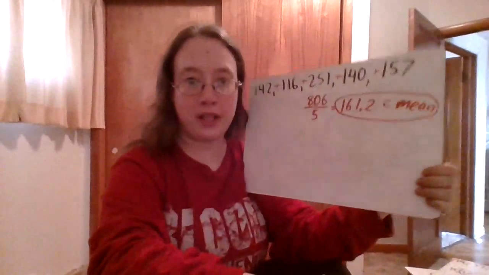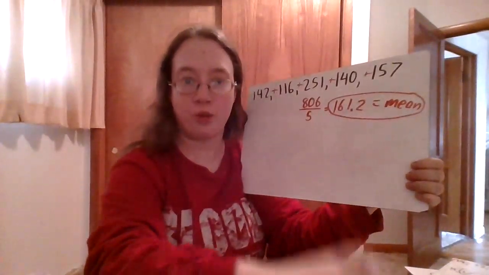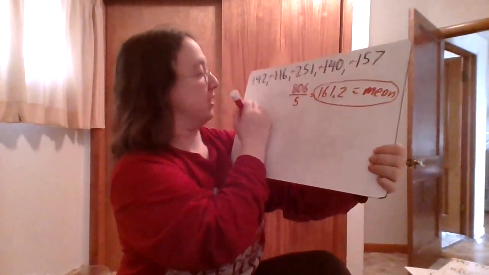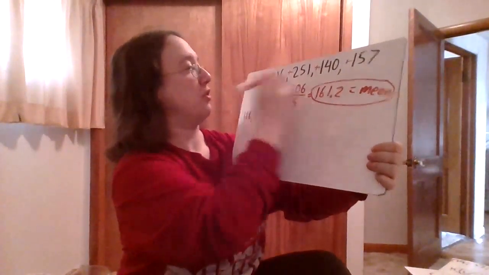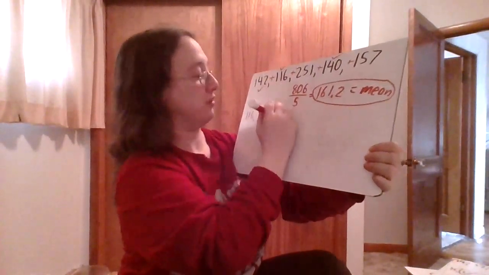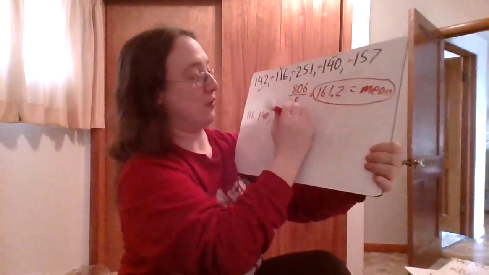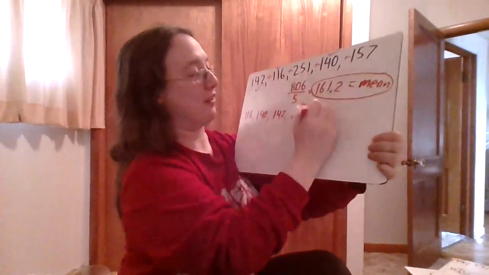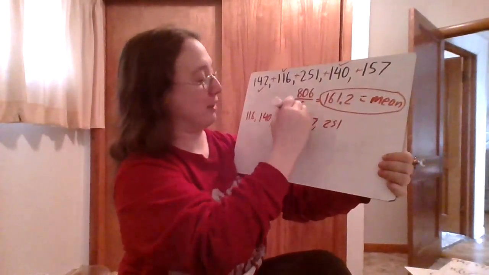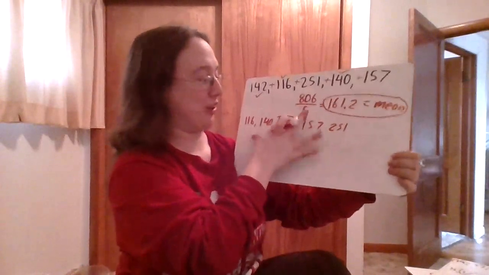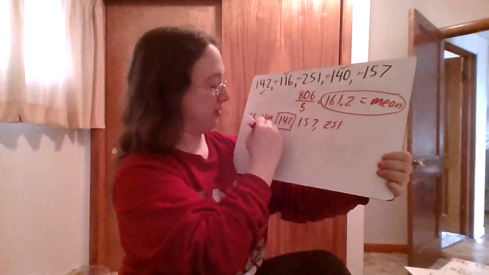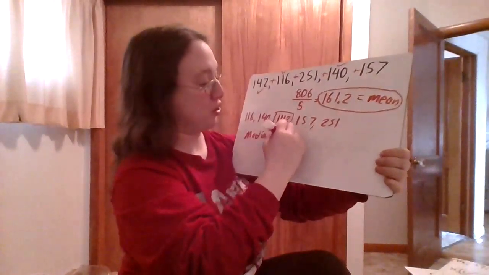Alright, and then the next thing we want is our median. So we're going to want these in order from smallest to biggest. So we've got 116. We've got 140. Nope, 140. Then we got 142. Then we got 157. Then we got 251. So the one in the middle there is going to be that one, and if you can find that without going through and crossing off these and crossing off those, that's fine. So our median is 142.